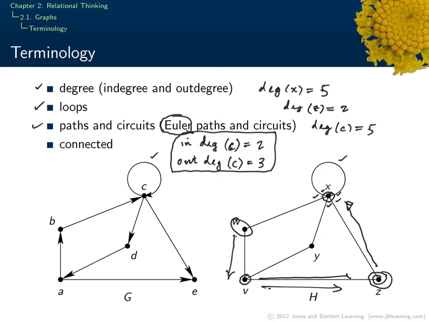So a disconnected graph would be maybe something like this. If I think about the graph consisting of these 3 vertices, let me call them F, G, and H, right? There's no path joining F to H or joining F to G. So this graph here is not a connected graph.